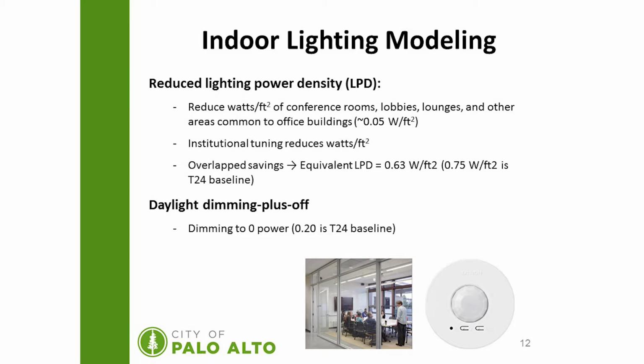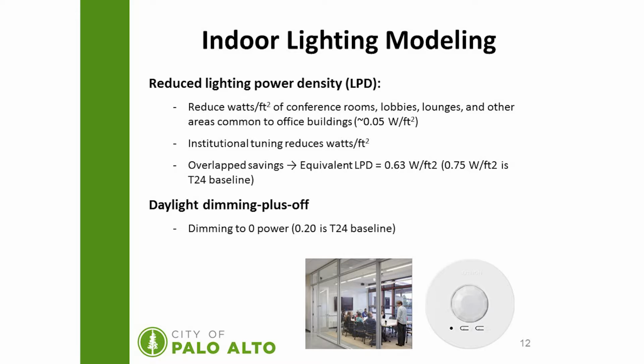This is a practice where at commissioning, lighting would actually be adjusted down or tuned down to an appropriate level. This reduces the lighting to the space and reduces the watts per square foot. Now these two measures aren't additive, they're overlapping in savings. So when we calculated the overlap, the equivalent LPD of the space will be at 0.63 watts per square foot, which is a significant reduction from the Title 24 prescriptive baseline of 0.75 watts per square foot.